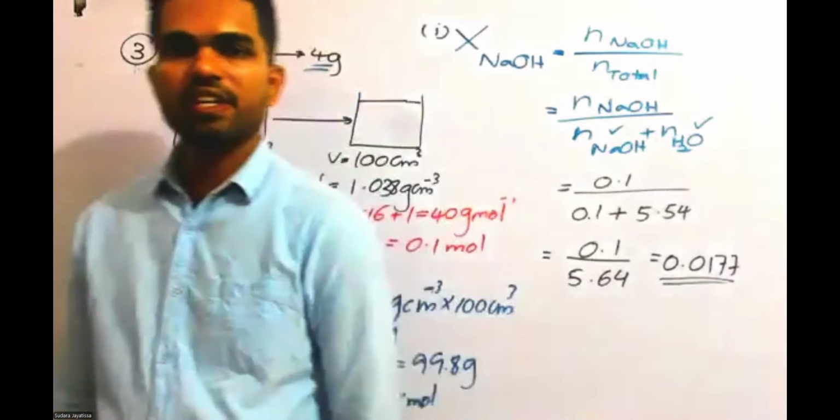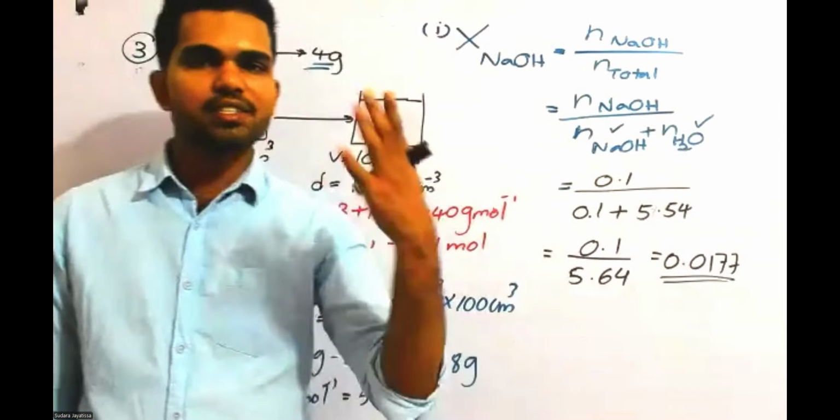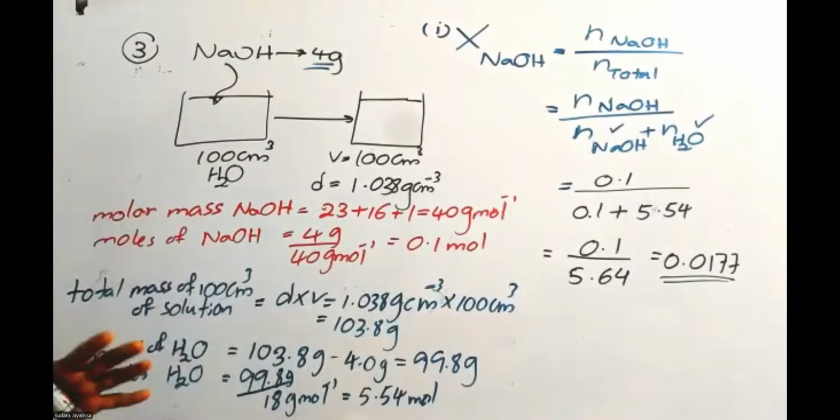So use the given data. There are no fixed methods for this. Just understand the given data and do what is necessary. I hope it is clear. This is the first part, finding the mole fraction. Any questions on this? Remember, ppm was the first question. The second question is mole fraction.